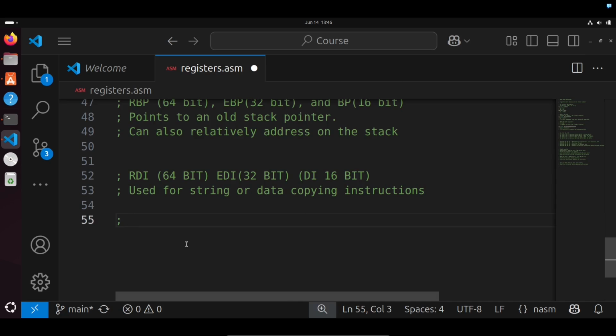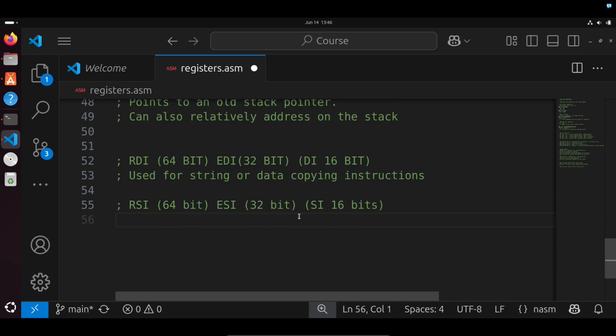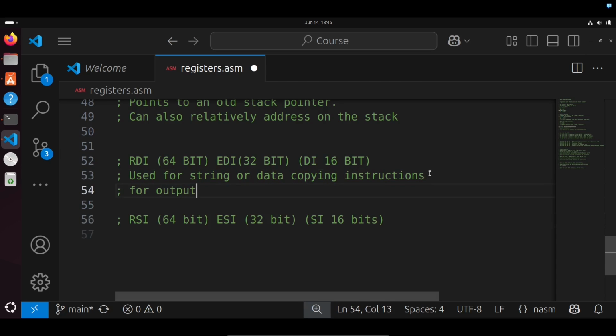So now we're going to say the RSI register. So we have RSI 64-bit, ESI 32-bit, SI 16 bits. Now this is similar to the RDI. They're kind of like cousins, except the RDI is for output. So essentially, say we're moving memory from one place to another. The RDI will be the destination address, okay? But the RSI will be the input address, okay?